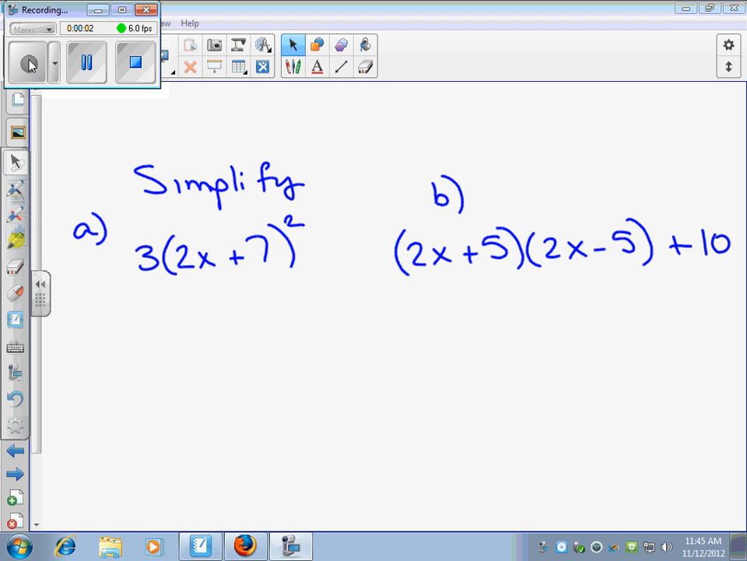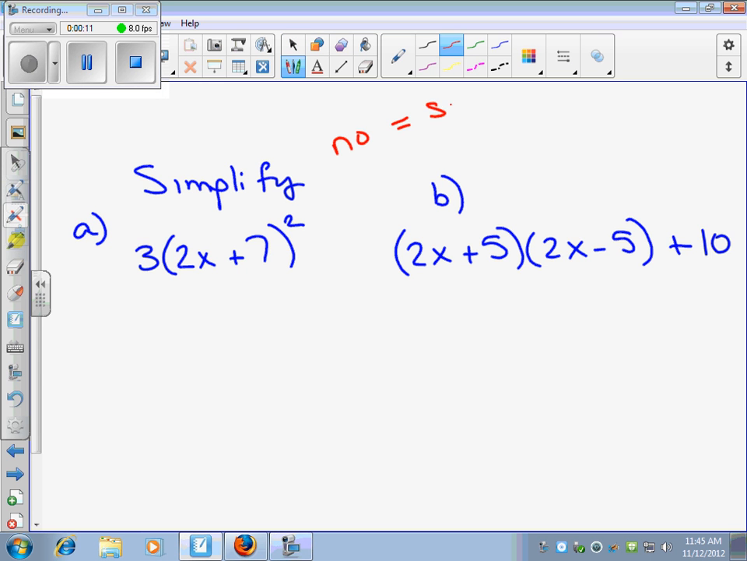You're just being asked to simplify expressions, you're not being asked to solve. Notice there's no equal sign in either of these. And so I'm not being asked to solve for anything. I can't find out what x is. They're not equal to anything, so I'm just going to simplify it or multiply it.